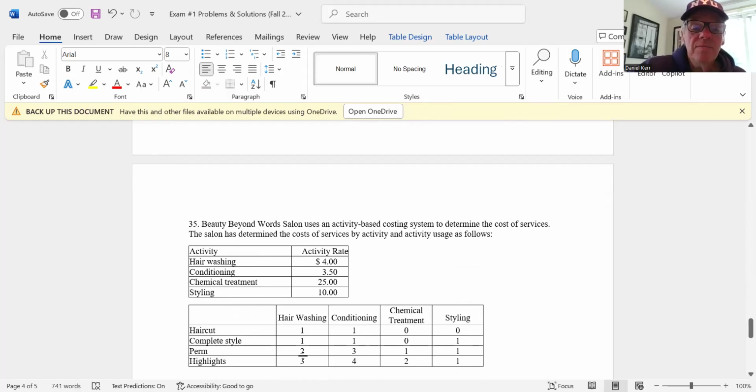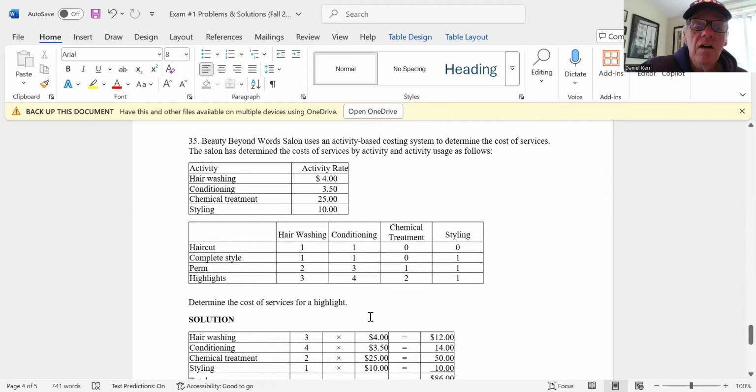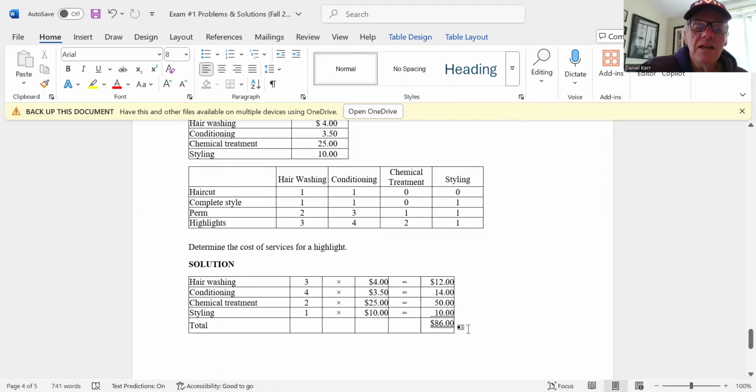Here's the activity rate. For a highlight, it requires 3 hair washings at $4. It requires 4 conditionings at $3.50. It requires 2 chemical treatments at $25, and it requires 1 styling at $10. So you multiply those all out, and the cost of a highlight turns out to be $86. Again, if you just jumped to 86, I took it this time, but in the future I will not, and you must show your work.